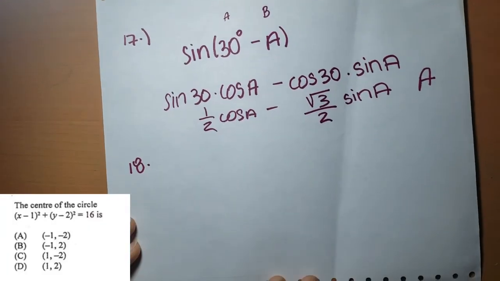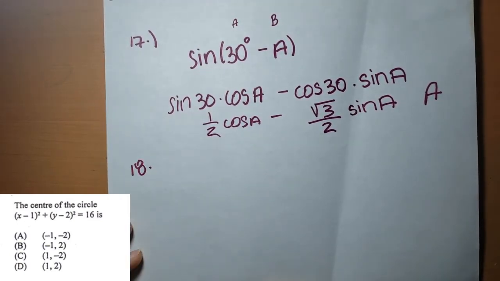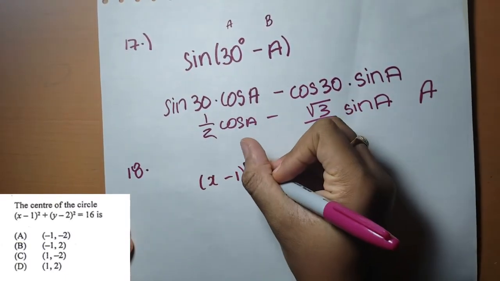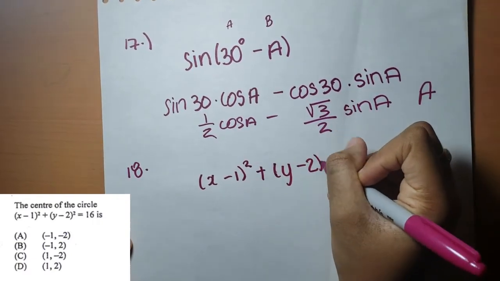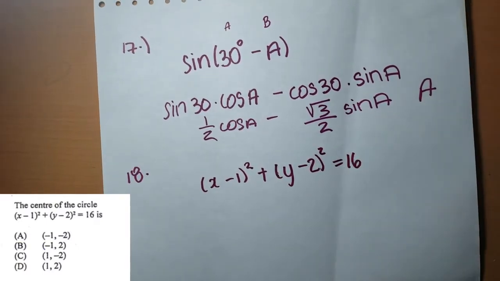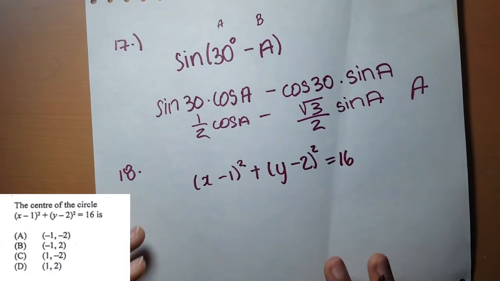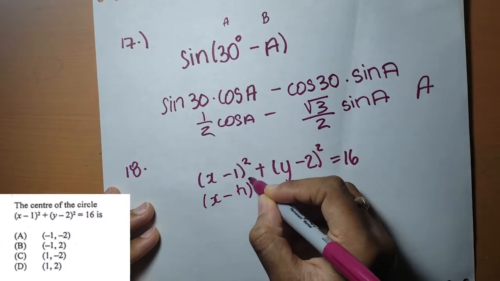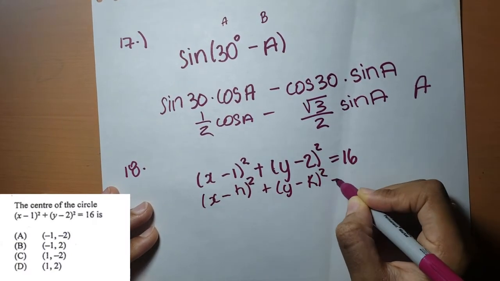Now for number 18, we're being asked to find the center of a circle. So if you remember from the equation of a circle, first of all, we're given this equation, x minus 1 squared plus open bracket y minus 2 squared is equal to 16. And we're being asked what's the center of the circle. So this is the equation of a circle. What is the center? So if you remember the standard form for the equation of a circle, it is x minus h squared plus y minus k squared is equal to r squared.